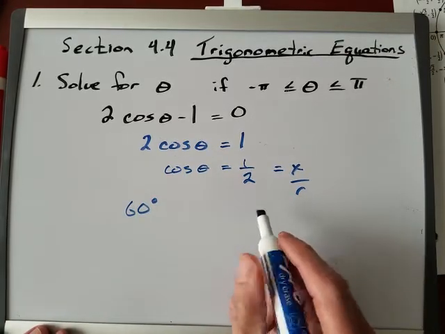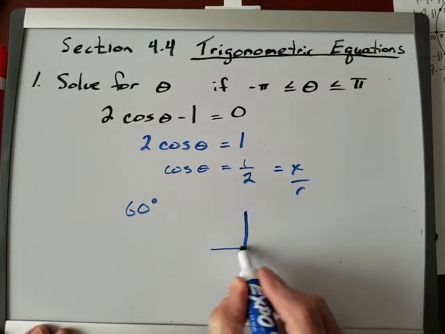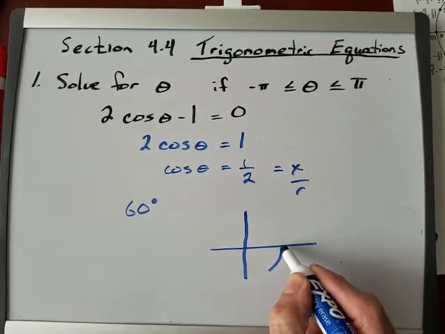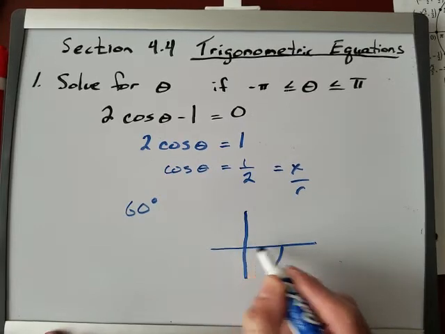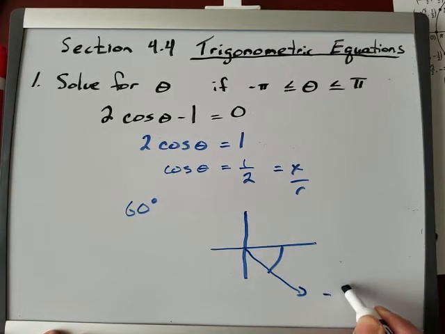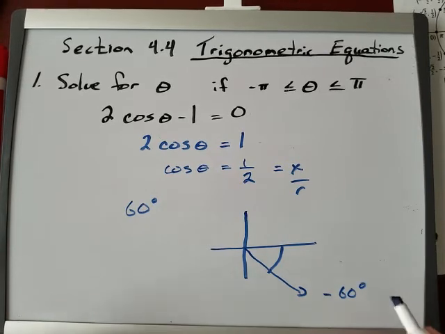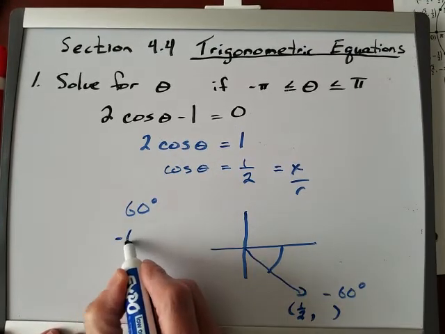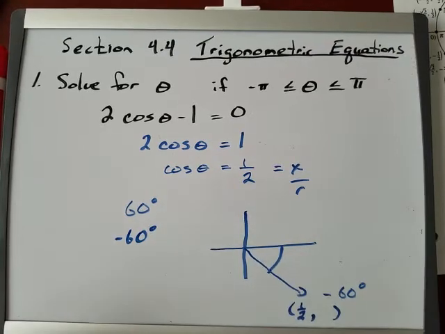But here is what we can do. We can actually work backwards. We can go this way, and so instead of it being 300 degrees, if you work backwards, you could call this negative 60 degrees. All that really matters is, what is in the x and y position? Well, in the x position, it is a positive a half. Therefore, we have our second angle that will work.